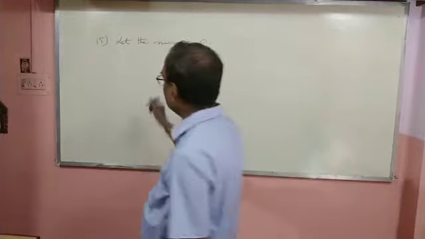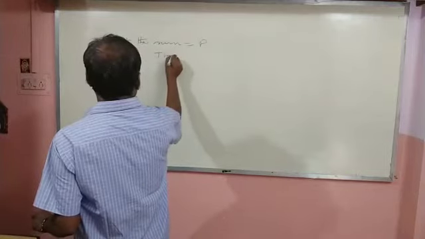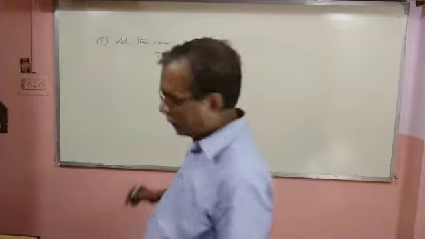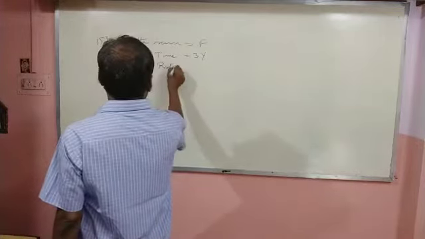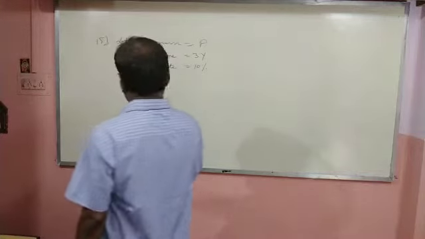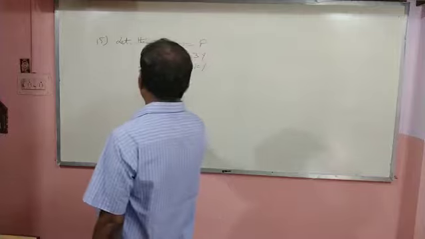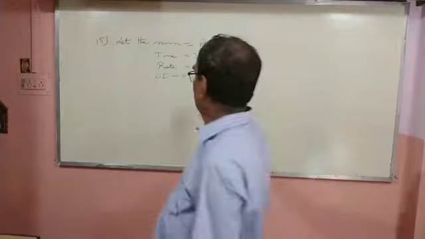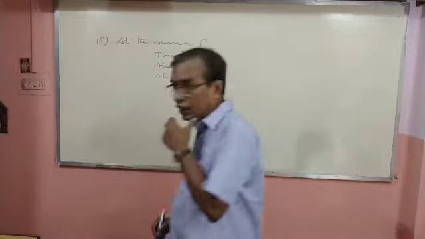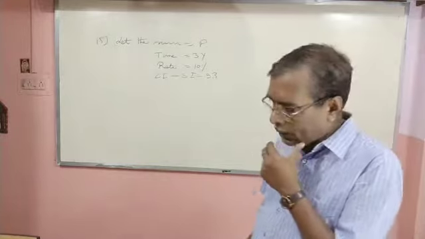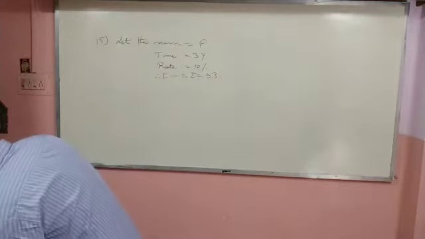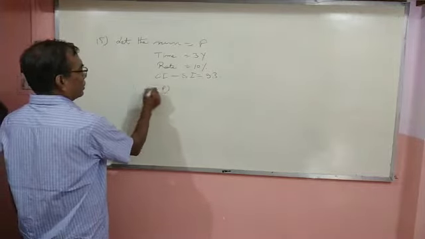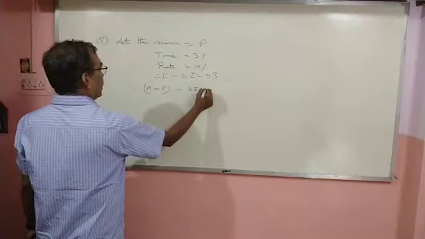Time it is given for simple interest as well as for compound interest is same, 3 years, and rate is 10%. It is given that CI minus SI is 93. Always CI will be more than SI. Now, what is CI? CI is equal to amount minus principal, minus SI is equal to 93.